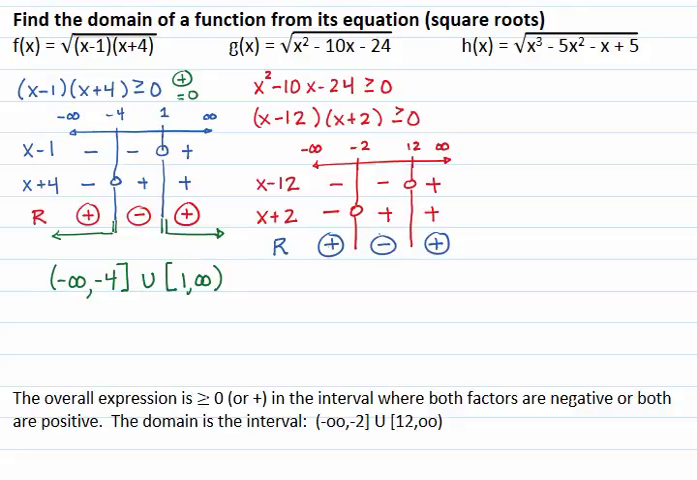And the inequality greater than or equal to 0, which means positive or equal to 0, will be true in the interval from negative infinity to negative 2 or at negative 2 and at 12 or to the right. So our domain in interval notation will be negative infinity comma negative 2 closed union closed 12 infinity.